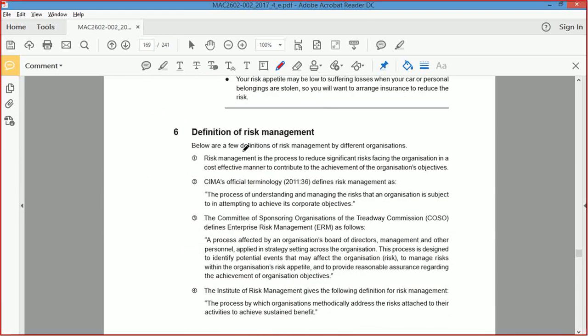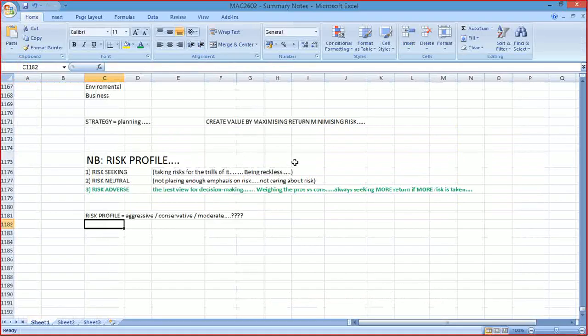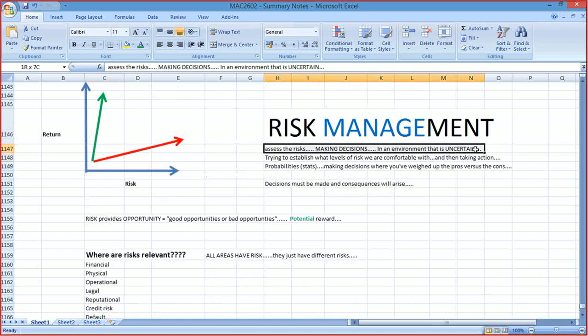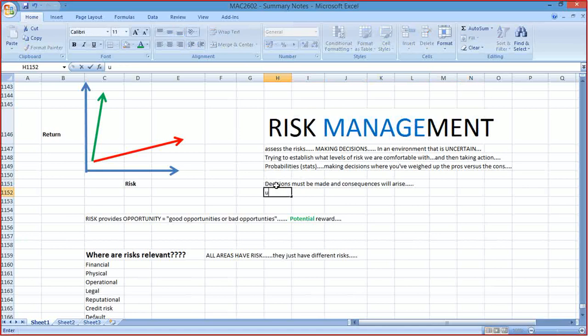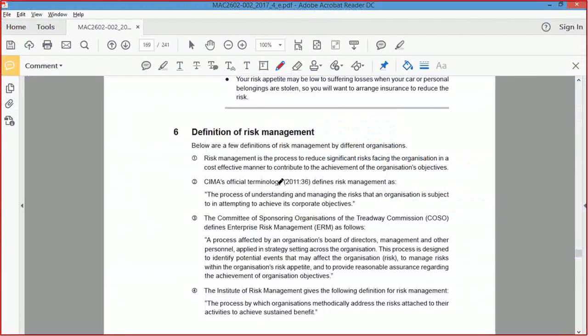Definition of risk management, we've spoken about it before. It's ways of reducing risk. It's ways of managing risk. It's basically weighing up the pros and cons. Decisions have consequences, so managing risk is understanding what the decisions involve. If we do something, what is the possible consequence? That's risk management. Risk management is thinking before you do something. Not having risk management is just doing things for the sake of doing things. There's a big difference, right?